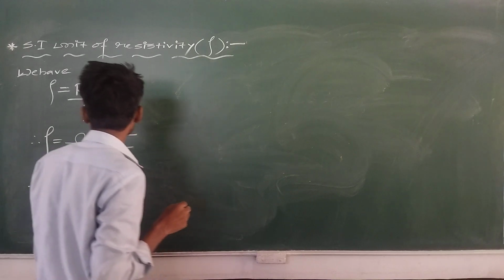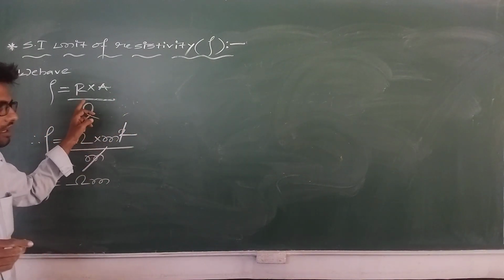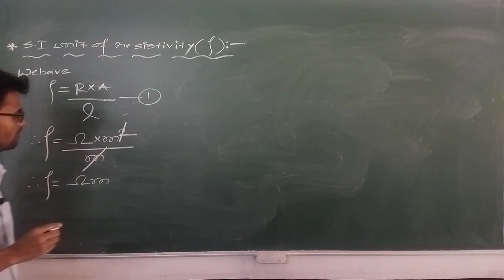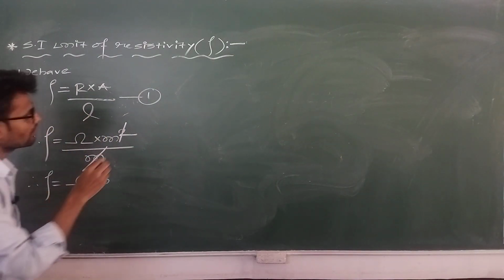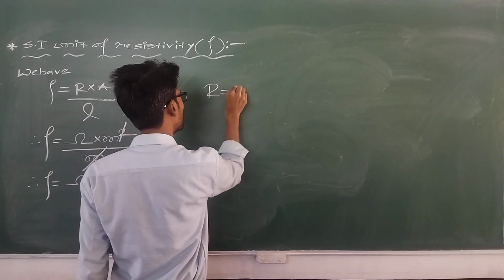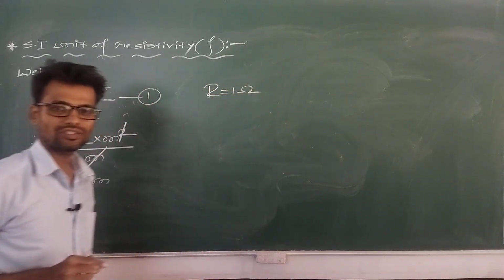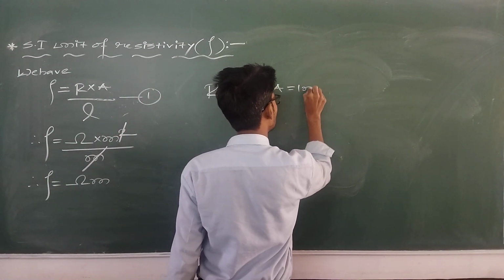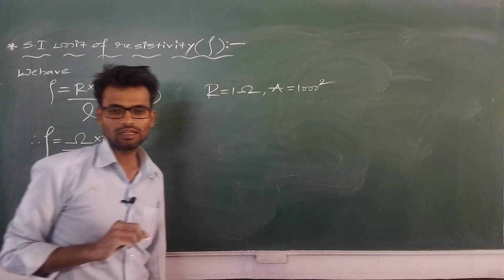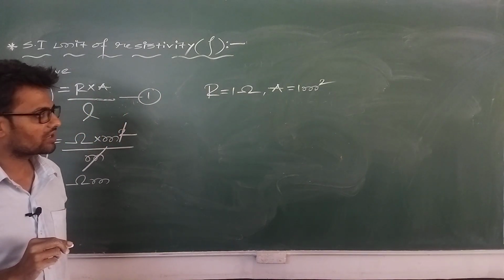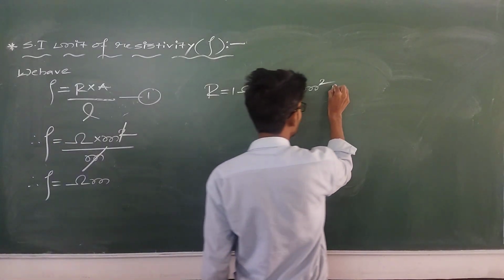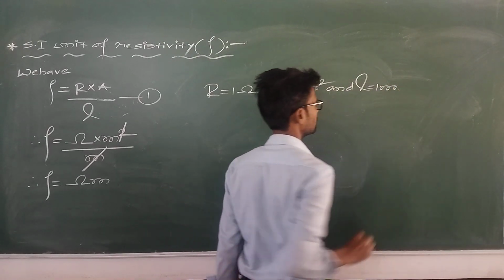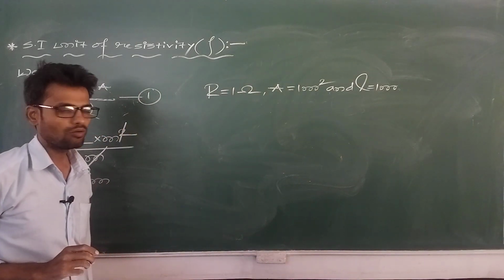So now in this formula, I will take the value of R equal to 1 ohm. Area of cross section of the conductor is 1 meter square, and length of the conductor is 1 meter.